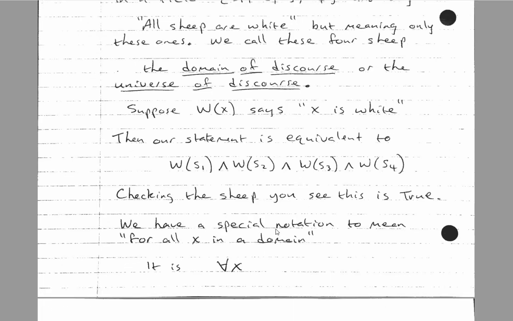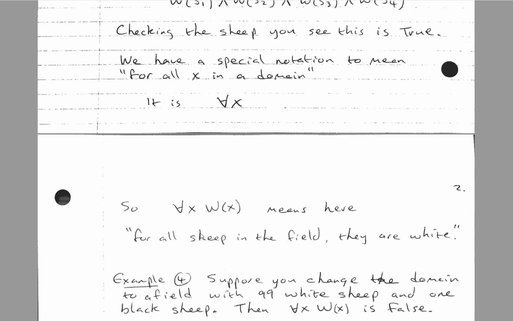Okay, but there's another way we can say this. We have this special notation. So for all x in a domain, we have this notation. It's like an upside down capital A. So this means for all x, like A for all. Okay, so we can use this notation for all x, Wx means for all sheep in the field, Wx, they're all white.